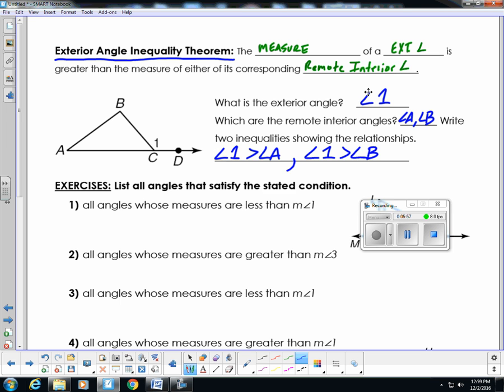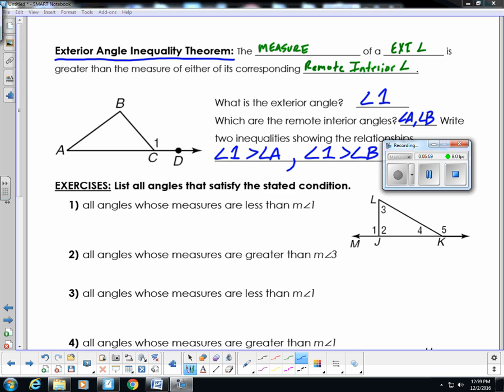So now we can use this to say in any given triangle, when we have angles numbered like this, which angles are bigger than other angles, which angles are smaller than other angles, based on this exterior angle inequality theorem. So first of all, number 1, all angles whose measures are less than the measure of angle 1. Well, angle 1 is an exterior angle. An exterior angle is guaranteed to be bigger than both its remote interior angles. So its remote interior angles are angle 3 and angle 4. So angle 1 is guaranteed to be bigger than both of those.